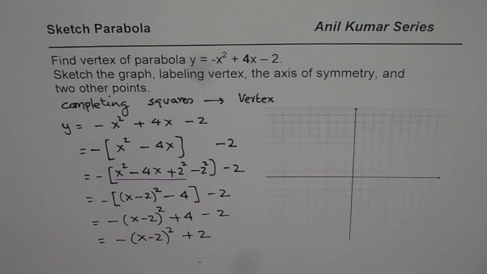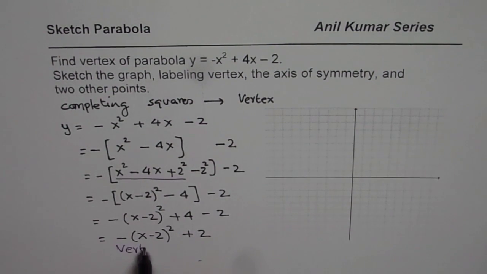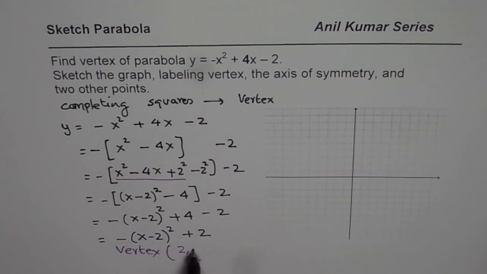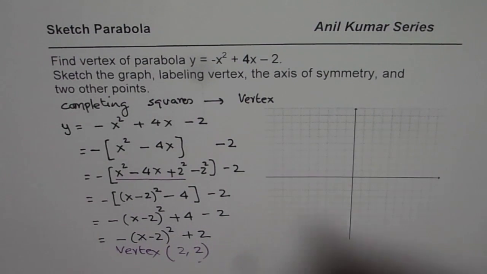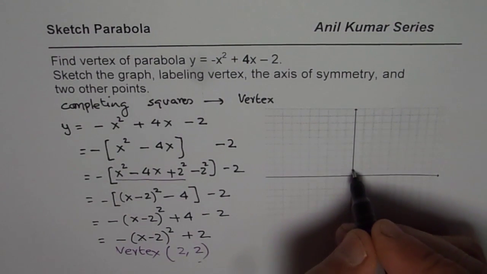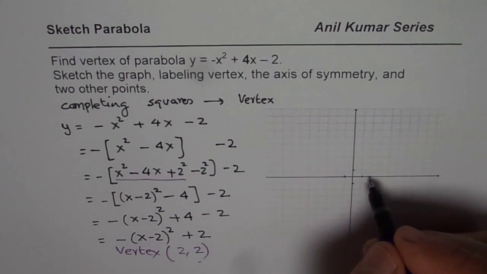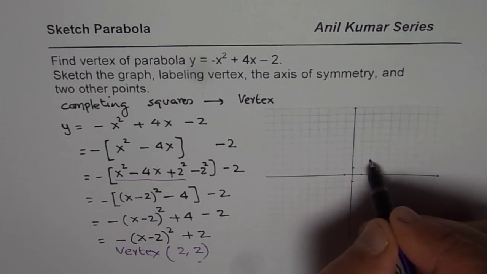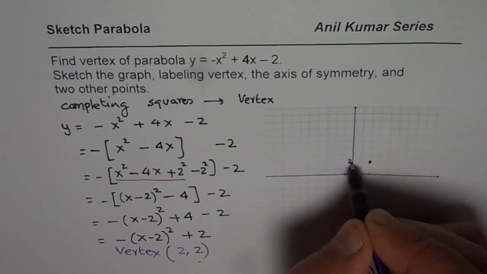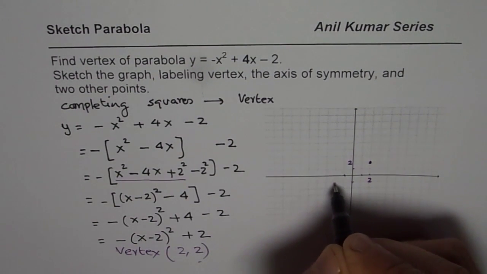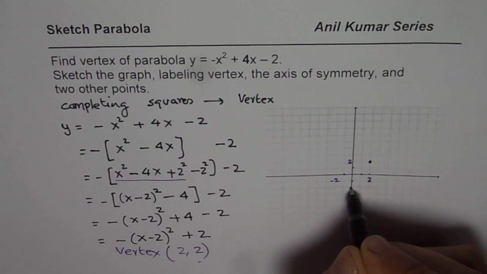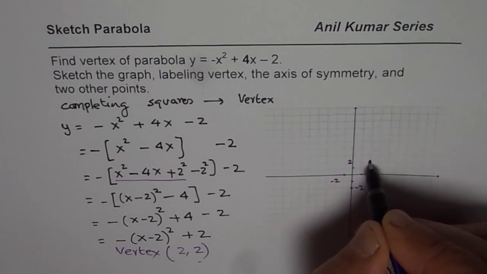Now the advantage with this is that you can directly read the vertex. So from here I can write the vertex is x equals 2 and y equals plus 2. So 2 comma 2 is your vertex. On this coordinate plane, let us say each unit is 1, then 2 comma 2 will be a point which is right there. Is that okay? So that is 2 for us. Okay, let me write minus 2. Minus 2. That is the vertex.